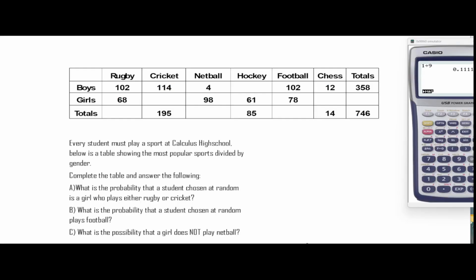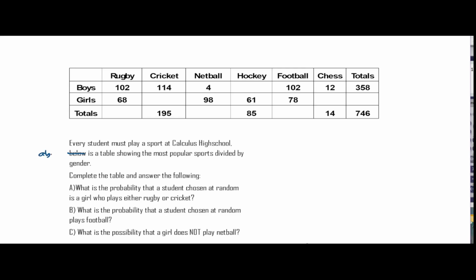Here's another one. So every student must play a sport at Calculus High School. Above is a table showing the most popular sports divided by gender. Okay, what are we presuming? We're presuming that none of the students play no sports, and that each student only has one preferred sport. We're going to count chess as a sport.